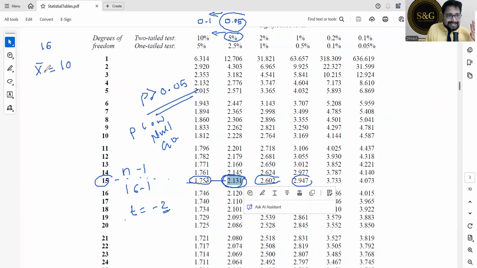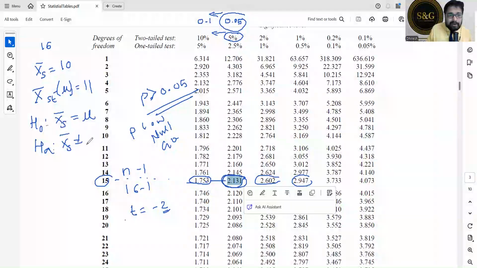Okay. So this is sample average. Now, what is the standard average? Standard average, also called mu, is equal to 11. Correct? What was our null hypothesis? Null hypothesis says my sample average is equal to my mu, and my alternate hypothesis says my sample average is not equal to my mu. Now, see, understand this. There is a mathematical difference between these two. 10 and 11, there is a mathematical difference of 1, right?